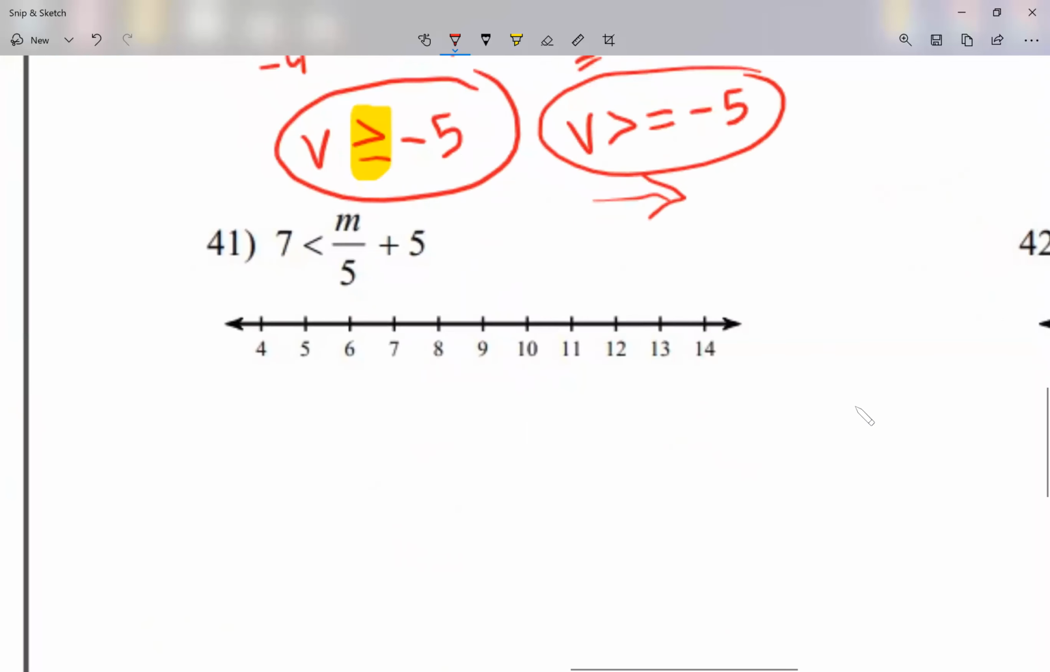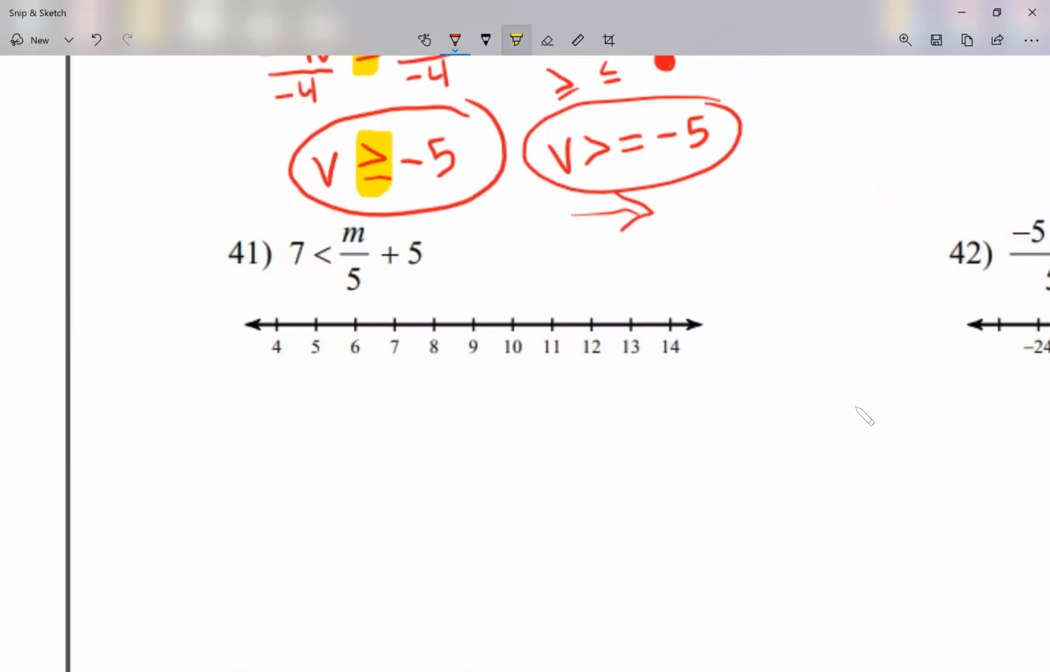All right, let's take a look at number 41. My inequality sign is right here, and I need to have the letter on the left side. Seems like I'm going to flip everything, right? So I'm going to have m over 5 plus 5 is greater than 7. What I mean with flipping is everything from the left side goes to the right side, everything from the right side goes to the left side, and the inequality symbol also flips from less than to greater than.